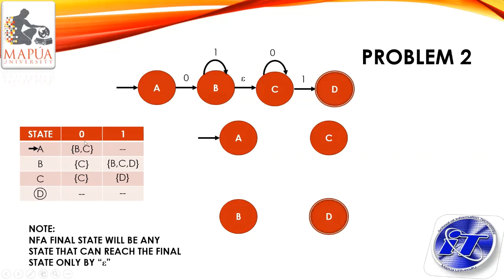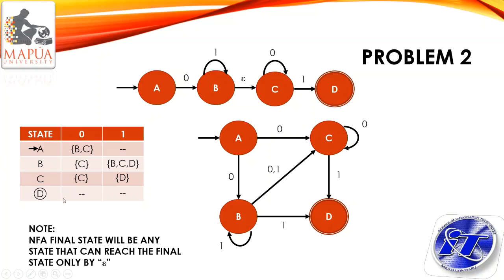If A at 0, it will go to both B and C. We don't have a path for 1, so we're not going to consider it. For B, if it's 0, it will go to C. If it's 1, it will go to C and D and loop within itself. For C, if it's 0, it loops within itself. If it's 1, it will go to D. And there is no path for 0 and 1 for D. So therefore, this is the final NFA for problem 2.